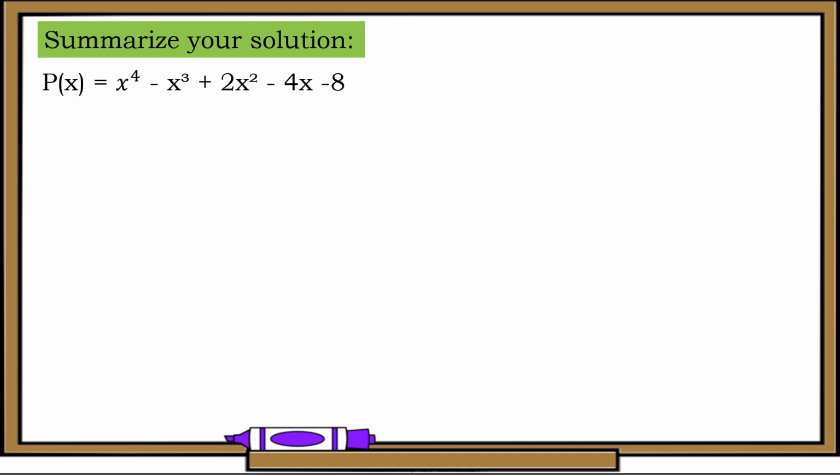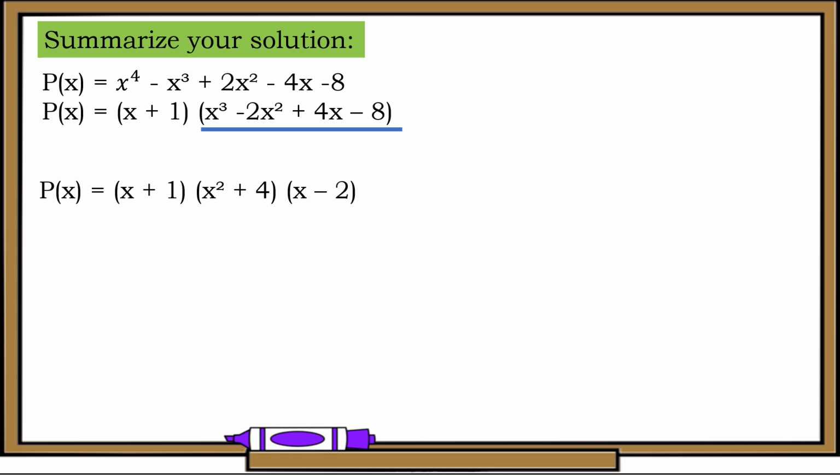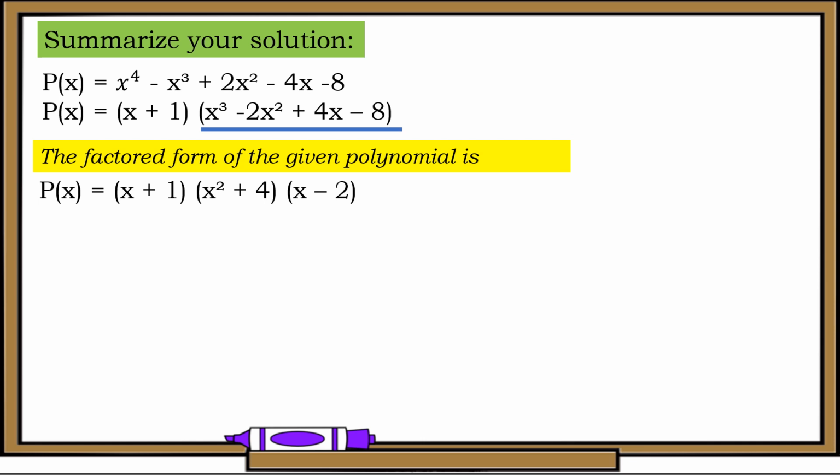So, nung na-factor natin, ang unang factoring na lumabas ay x plus 1 times x cubed minus 2x squared plus 4x minus 8. But, we can still factor x cubed minus 2x squared plus 4x minus 8. Nung finactor natin using synthetic division, lumabas ay x squared plus 4 times x minus 2. So, na-complete factorization na natin siya. The factored form of the given polynomial is x plus 1 times x squared plus 4 times x minus 2.